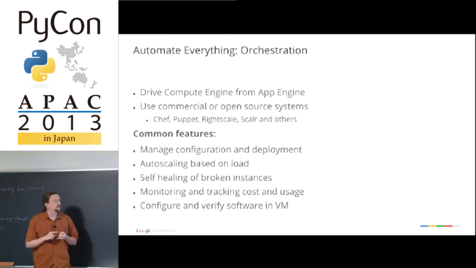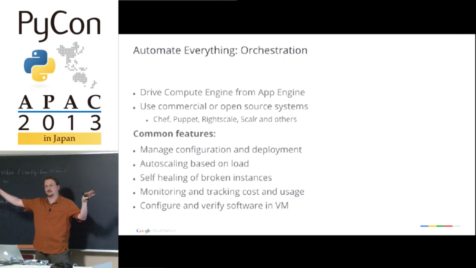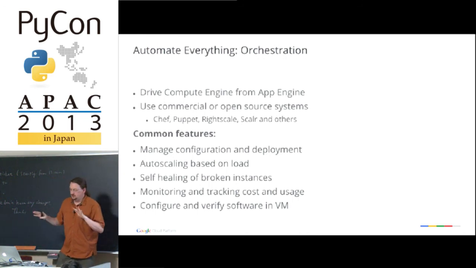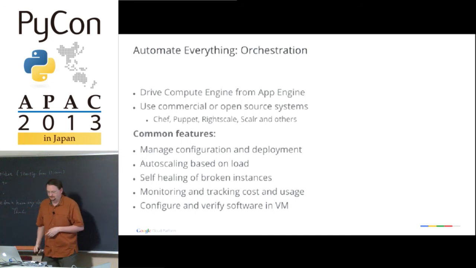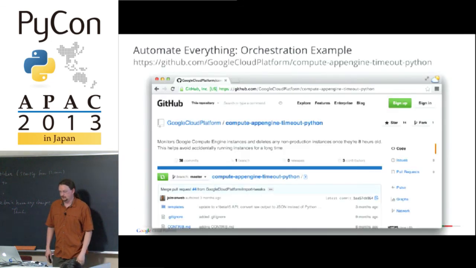You can also use Chef, Puppet, SaltStack. We have a partnership with RightScale and Scalr, who do cross-cloud automation and orchestration. So you can do that. But all of these do similar things. They manage your configuration, deploy new instances, scale up and down, that sort of thing. So it's worth looking into one of these as your application gets bigger, for sure.